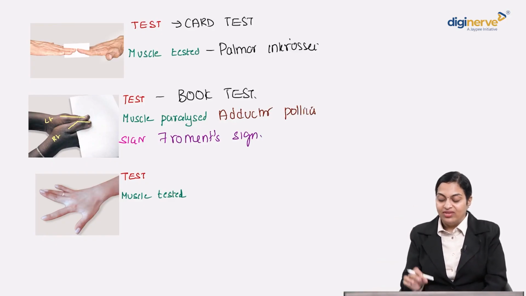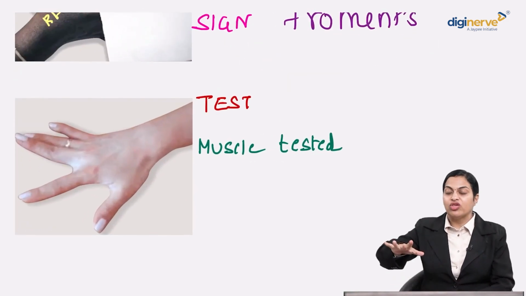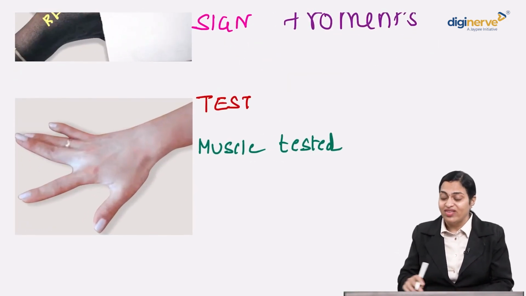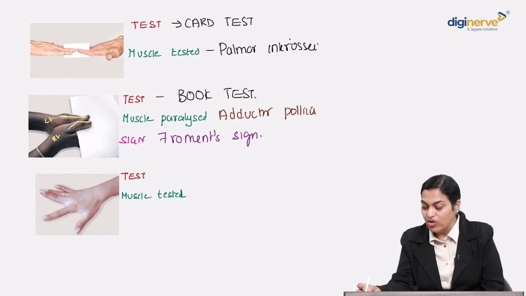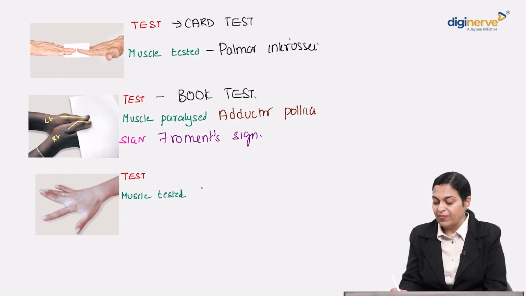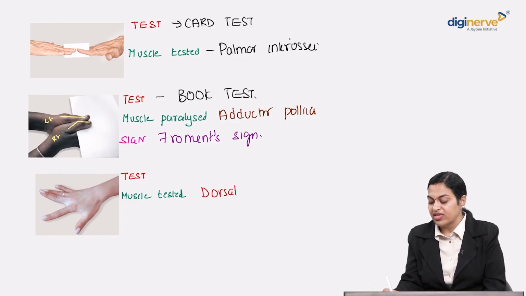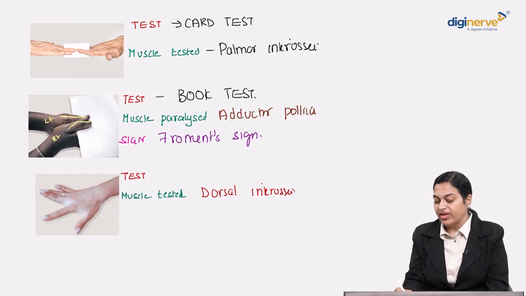Yes. And this test, where you ask the patient to move his middle finger on either side, tests the dorsal interossei, which cause abduction. This test is called the Egawa test, right?